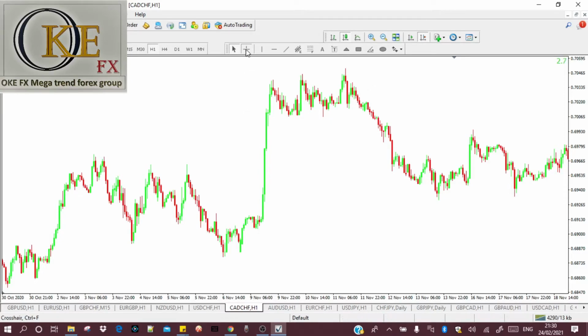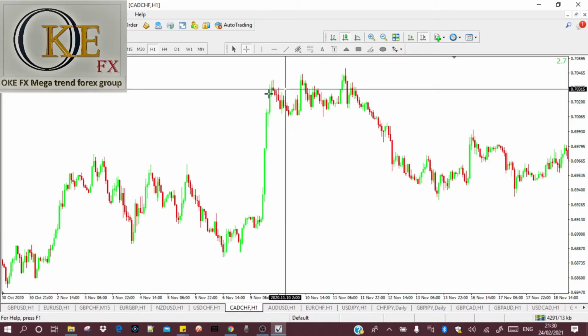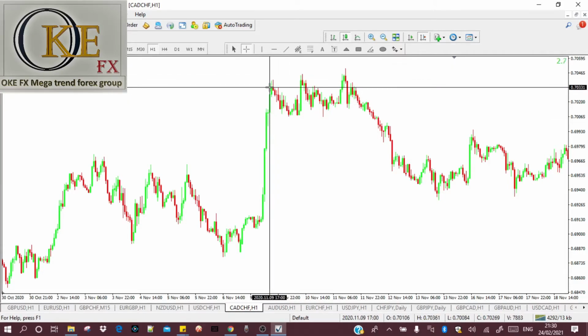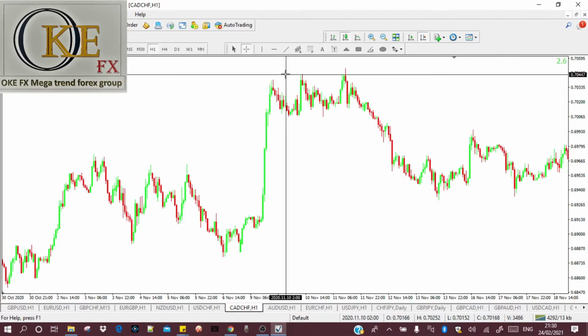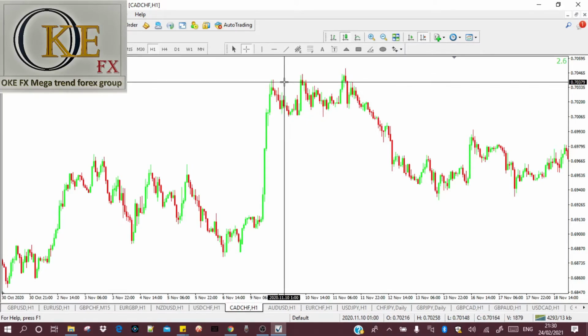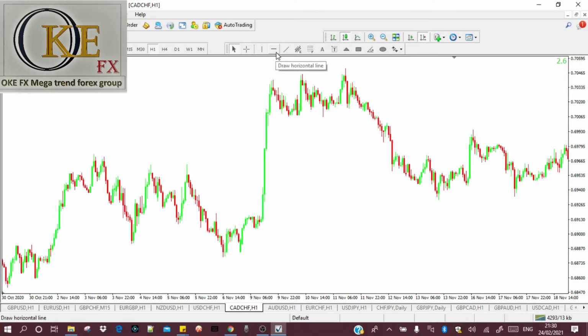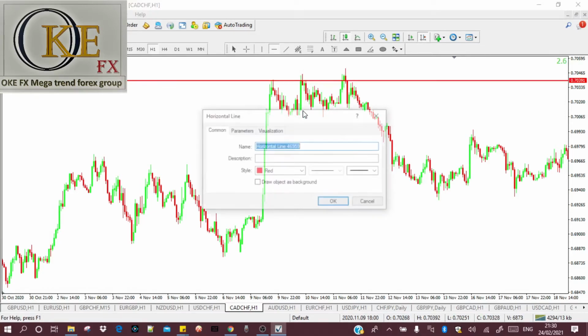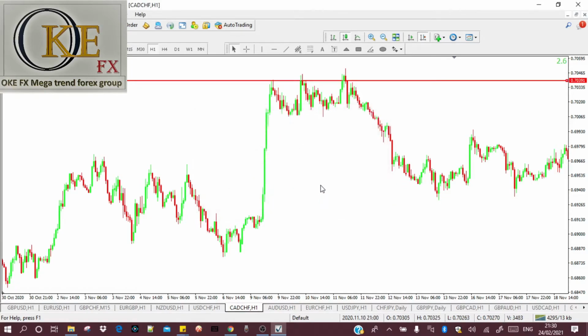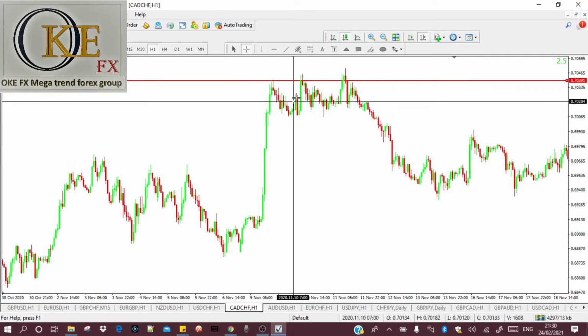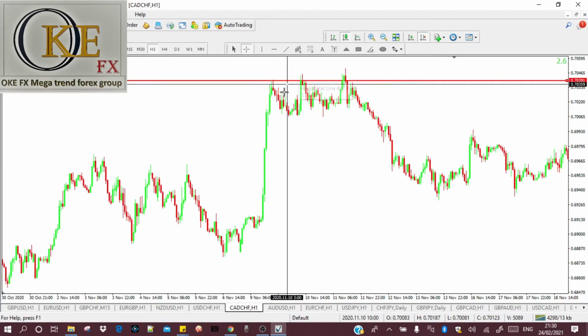Now notice what happened around here. Remember, I told you it's best you treat this as a zone or as an area and not just as a fancy line somewhere. Now look at someone who first of all drew a line. Notice what happened. Was this thing broken or not? Yeah, at some point it was. Here we all agreed that it wasn't broken because there was no candlestick close above it.